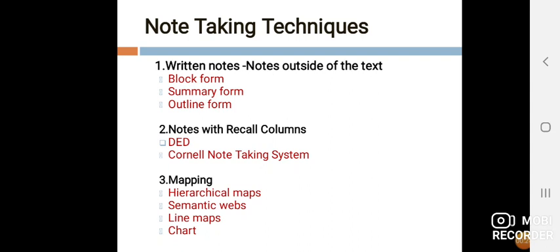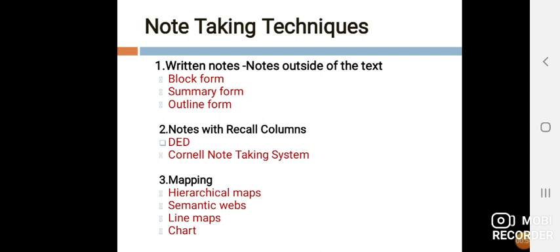Different techniques of note taking. Here we can see there are three broad techniques. One is written notes, that is notes outside of the text, notes with recall columns, and mapping. These are the broad three techniques by which we can practice note taking. But simultaneously, each of the techniques can be divided into sub techniques.